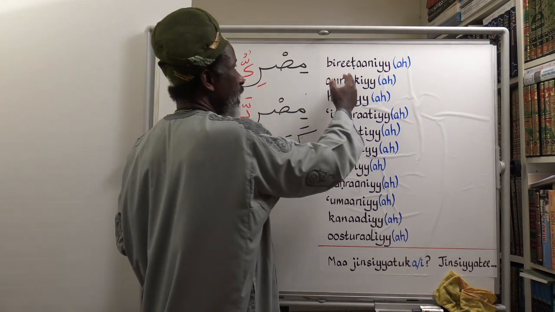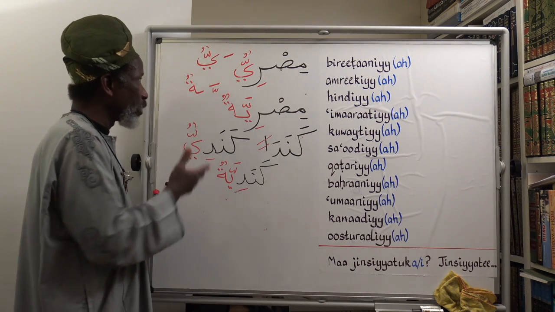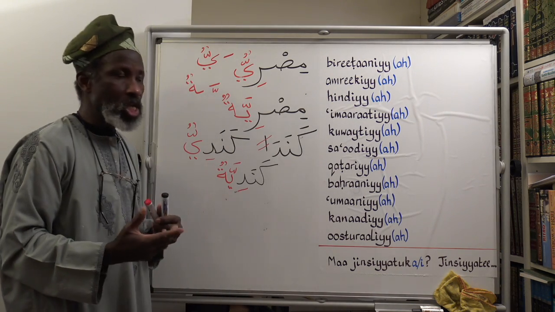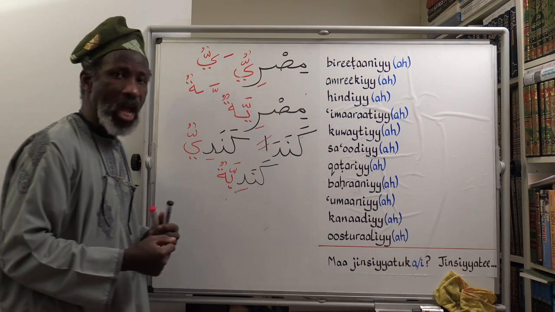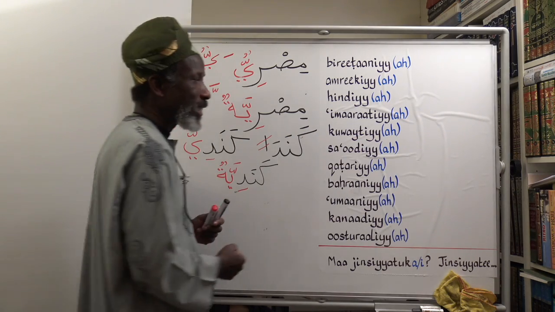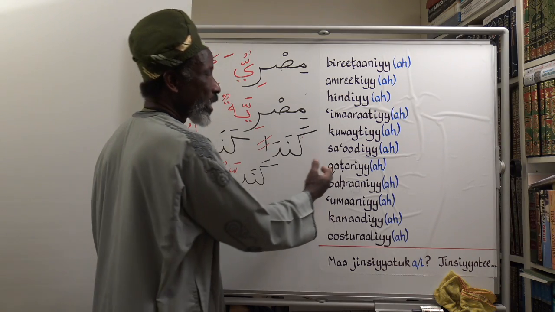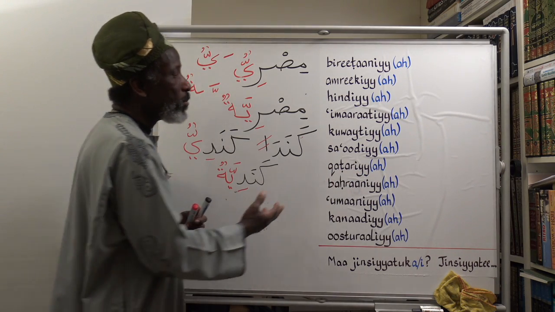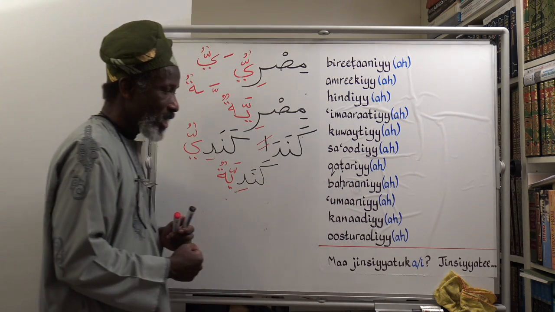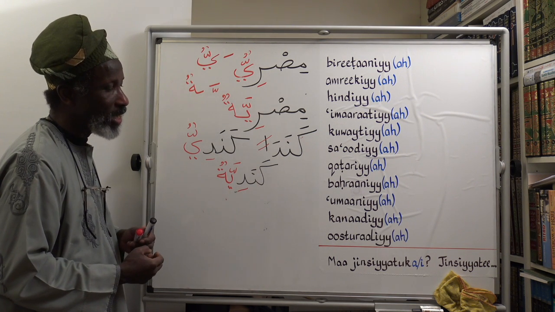You can say Britaniyatun or Britaniyah, converting that ta marbuta at the end into just an h sound. Ameriki, Amerikiya. Hindi, Hindiya. Imarati, Imaratiya. Kuwaiti, Kuwaitiya. Saudi, Saudiya. Qatari, Qatariya. Bahrani, Bahraniya. Omani, Omaniya. Canadi, Canadiya. Australi, Australiya.